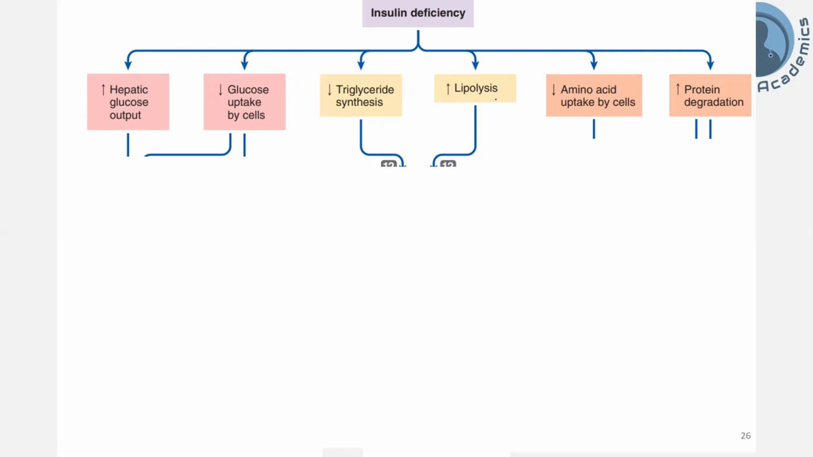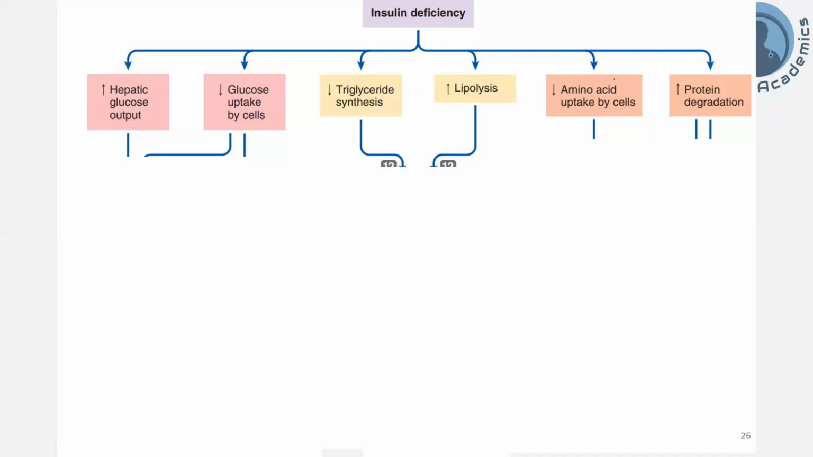In the presence of insulin deficiency, there is increased hepatic glucose output because glucose is not being made available to the cells. So the liver is going to synthesize more glucose. Along with that, there is decreased glucose uptake by cells. As far as the lipids are concerned, there is decreased triglyceride synthesis and increased lipolysis. All of these effects are opposite to the insulin because insulin is deficient in this case. So triglyceride synthesis, which was promoted by the insulin, is not taking place, and lipolysis is actually occurring.